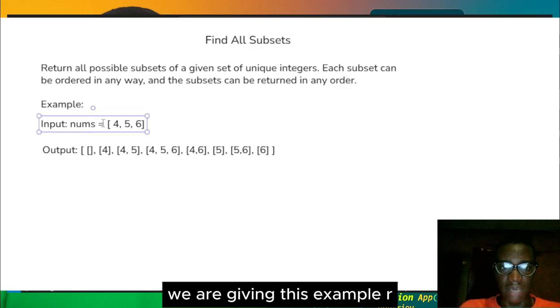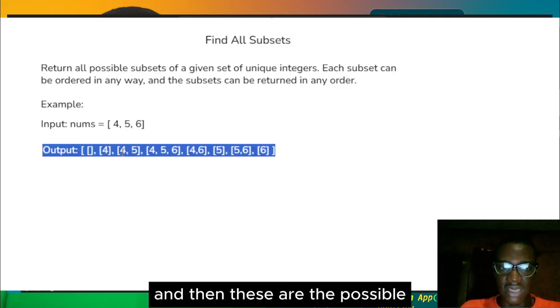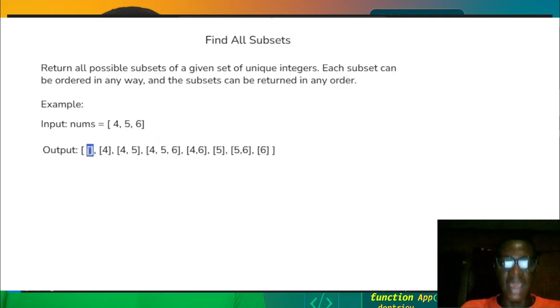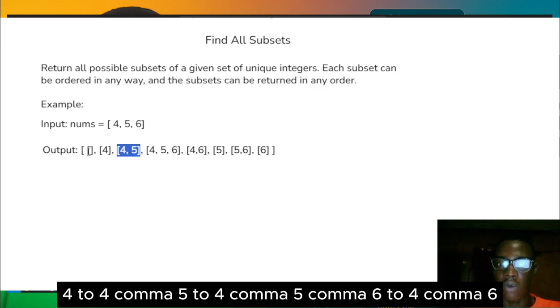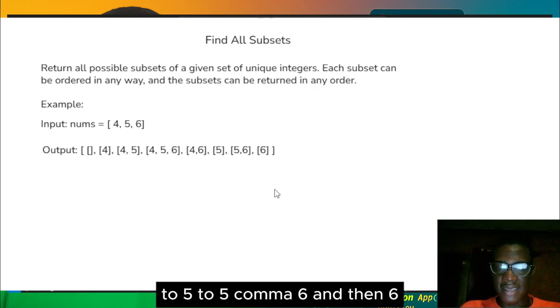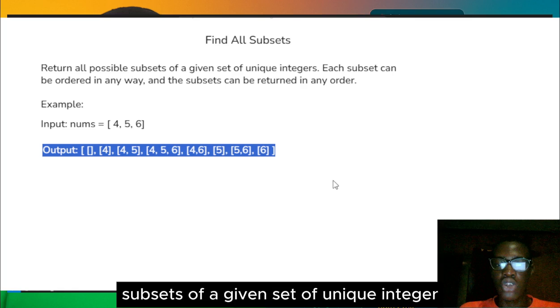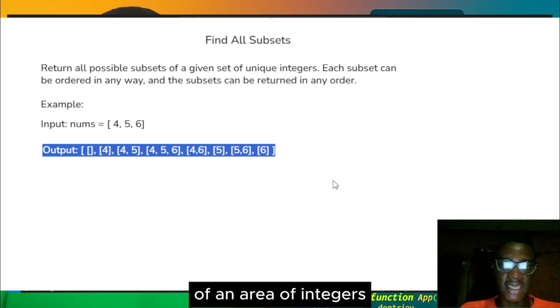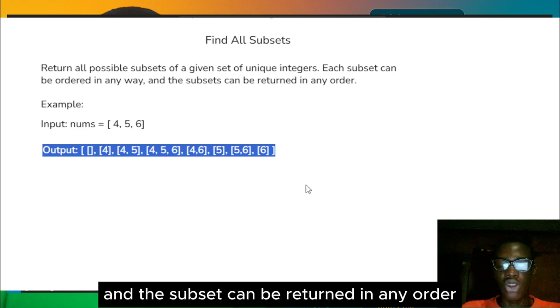We are given this example array. So it's an array of integers 4, 5, 6, and then these are all the possible subsets, starting from an empty set to a set of only a single element 4, to 4,5, to 4,5,6, to 4,6, to 5, to 5,6, and then 6. So we are asked to return all the possible subsets of a given set of unique integers, an array of integers, whereby the subset can be ordered in any way and the subset can be returned in any order.